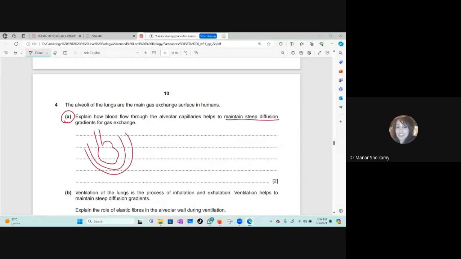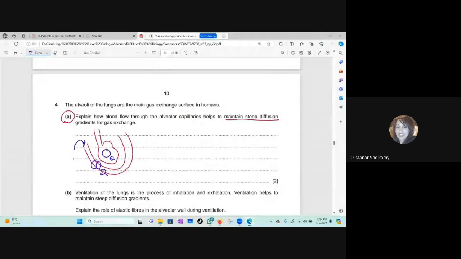We're talking about the diffusion gradient, the difference in concentration between the gases. What is the gas that is found in the capillaries? Mainly, it is bringing which gas from the body? Carbon dioxide. Yes. So the capillaries have a high concentration of carbon dioxide. And the alveoli contain a high concentration of which gas? Oxygen. Yes. So the capillaries arriving from the body are deoxygenated.